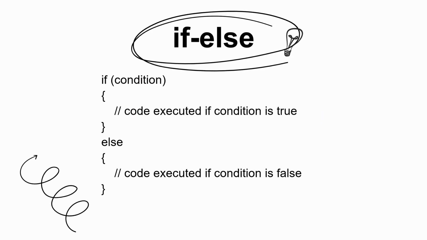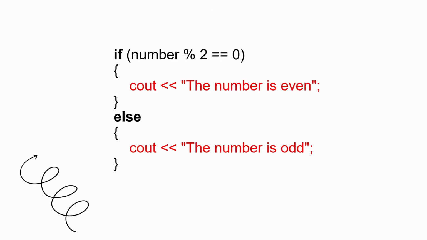The if-else statement gives two paths. If the condition is true, the first block is executed. Otherwise, the else block is executed. Here, the number is checked for even or odd, and exactly one of the two blocks executes.